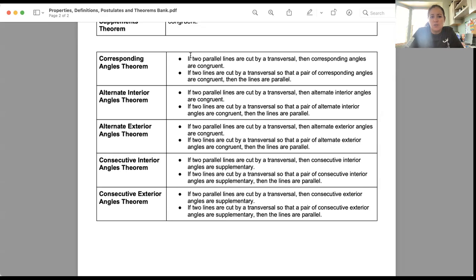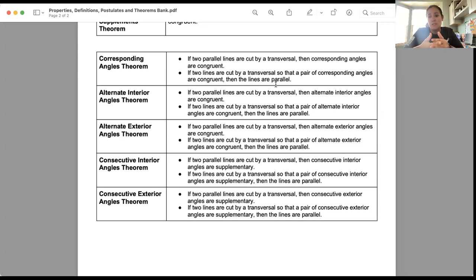One of them is the conditional statement. If two parallel lines are cut by a transversal, then the corresponding angles are congruent, which hopefully you know, but that's just the theorem, what we've been doing the last couple of days. And then we have its converse, which is also true. If two lines are cut by a transversal so that the pair of corresponding angles are congruent, then the lines are parallel. One is saying that you have your parallel lines, so corresponding angles are congruent. The converse is saying that if corresponding angles are congruent, then the lines are parallel.